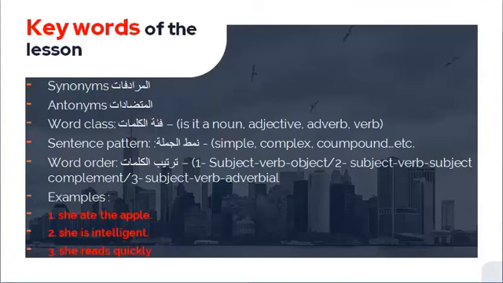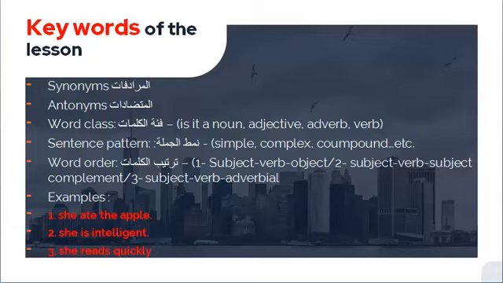So here we have some keywords of the lesson that you have to understand. So I think some of you already know them. We have synonyms, we have antonyms, we have word class like noun, adjective, adverb, verb. We have sentence pattern, a simple sentence, complex, compound. These are the things that we have seen before. Word order: subject, verb, object sentence; subject, verb, subject complement; subject, verb, adverbial sentence. So just check the examples.